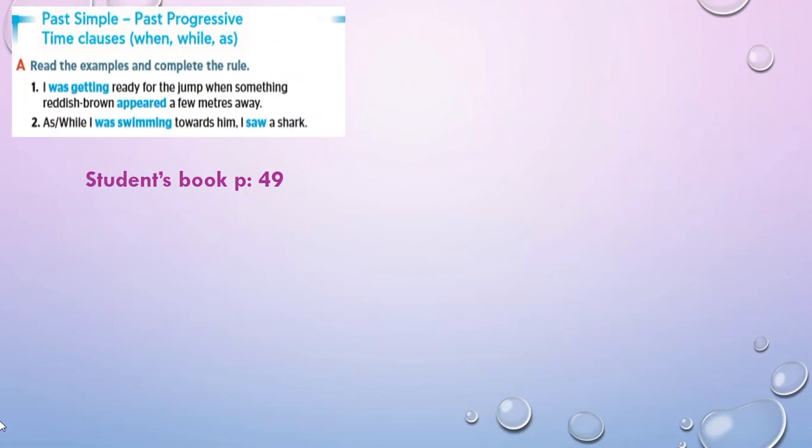Now open your student's book page 49. Okay? Look at exercise A. Read the examples and complete the rule.